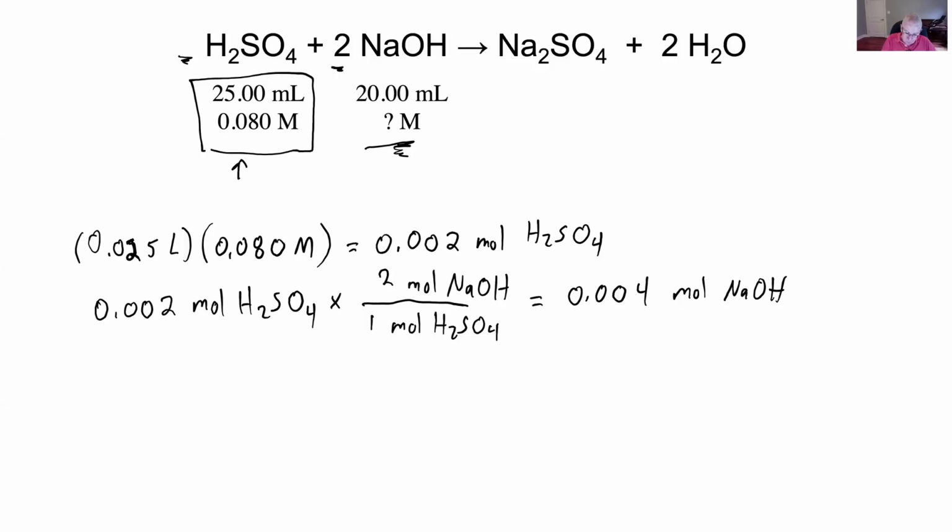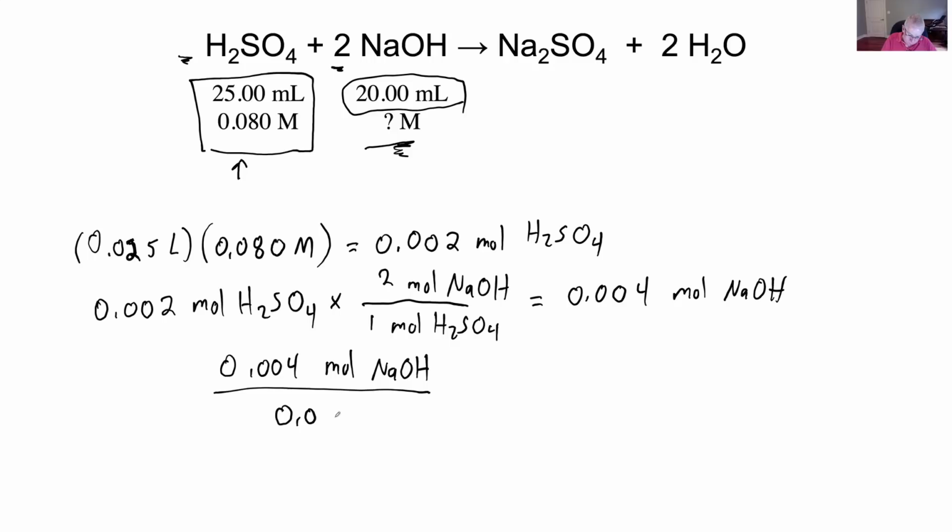I know that those moles are in this 20 milliliters, so I just take my 0.004 moles and divide them by 0.02 liters. When I do that, I get 0.2 molar NaOH as my concentration.